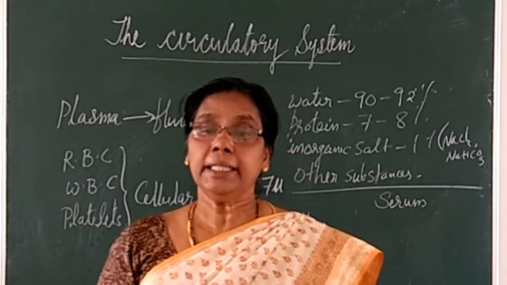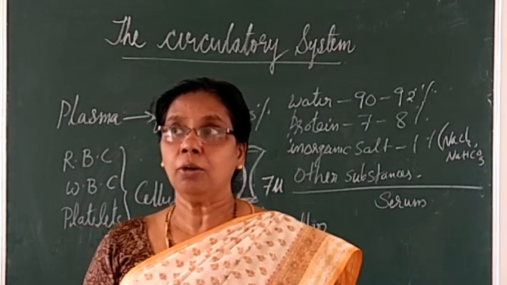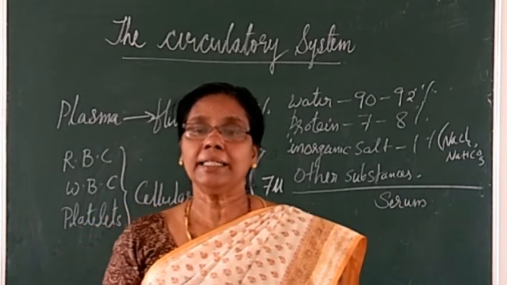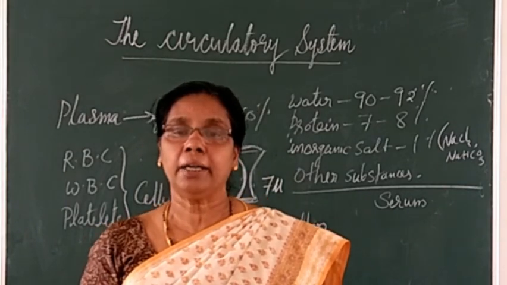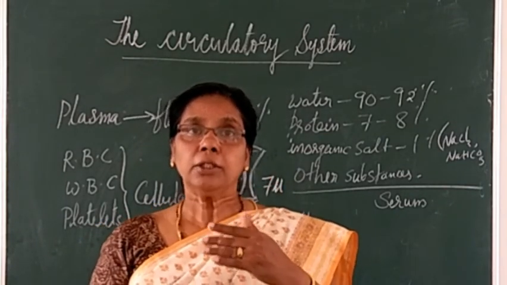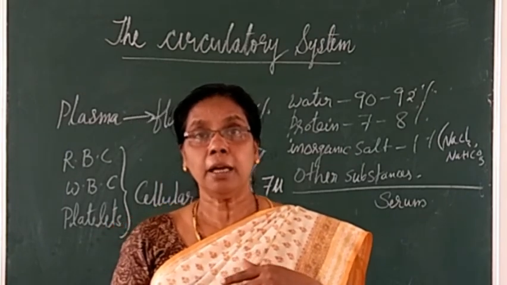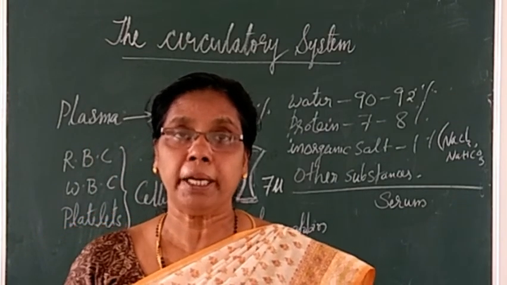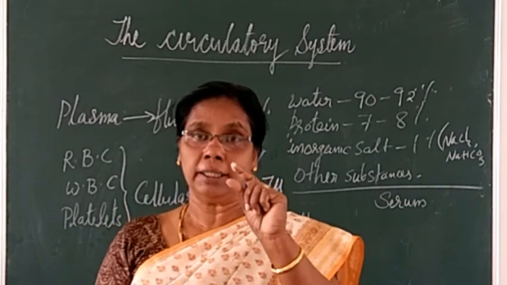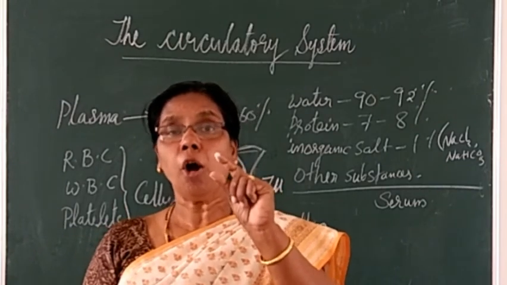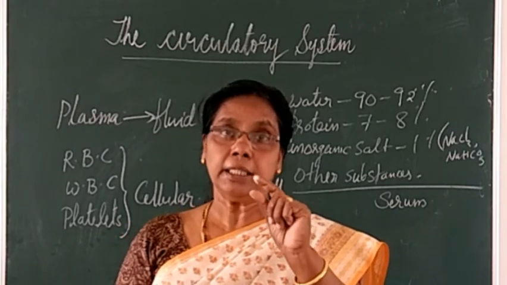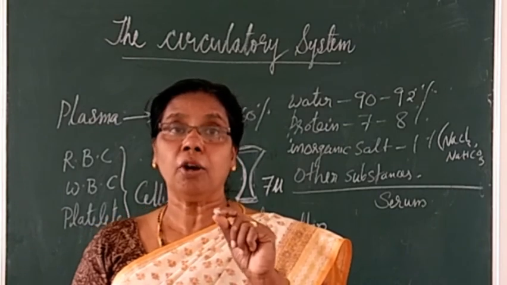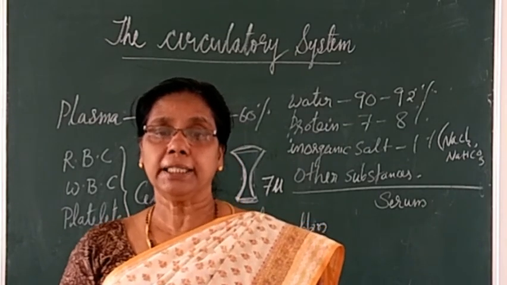Okay, now let us see the life and death of RBC. In adults, the RBCs are produced in the marrow of long bones. So in adults, RBCs are produced in the bone marrow. What is bone marrow? A thick brown substance inside the long bones of human beings. This bone marrow is the center of production of RBC.